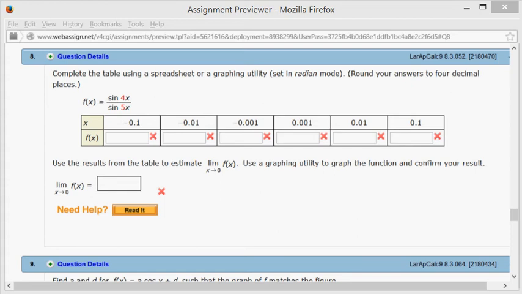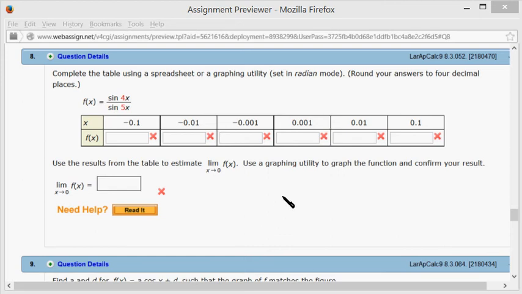Right, let's look at homework 8.3, problem number 8. First we want to evaluate this function f of x equals sine of 4x over sine of 5x for these various values. So let's do that.